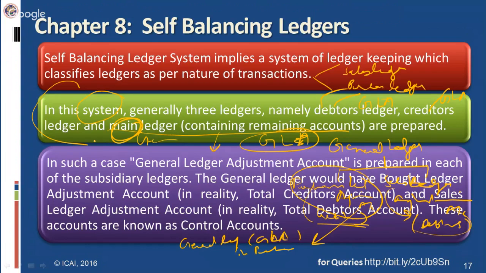I have told you GLA is prepared in each of the subsidiary ledgers. Subsidiary ledgers are what? Purchase ledger and sales ledger. And the general ledger would have the bought ledger adjustment account, which is the purchase ledger adjustment account. In reality, it is the total creditors account. And the sales ledger adjustment account is the debtors ledger adjustment account. In reality, it is the total debtors account. I have told you, this is the only purpose, and these are called control accounts.